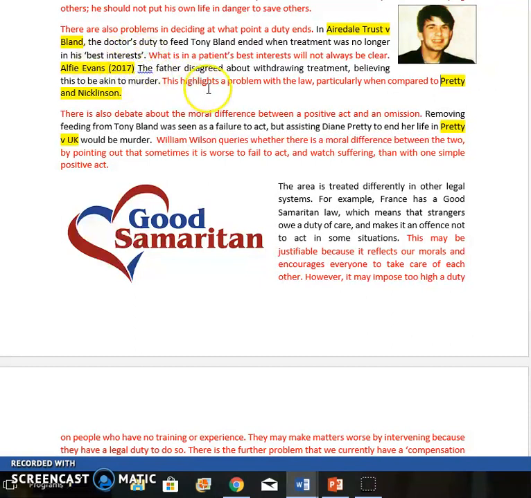Now, unlike in the case of Trust and Bland, the father in the case of Alfie Evans disagreed about withdrawing treatment, and he actually believed that withdrawing treatment from his son was akin to murder, in his mind anyway. And this highlights a problem with the law, particularly when compared to cases involving a positive act, such as Pretty and Nicklinson.